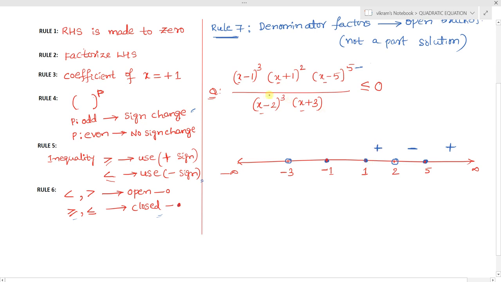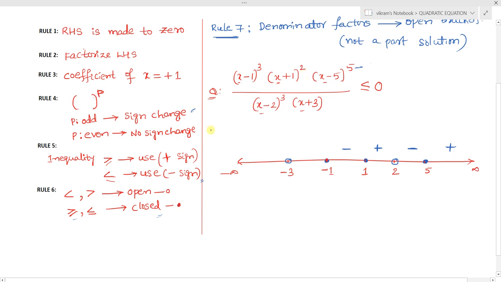Now x equals 1, which means the factor is x minus 1. The power of x minus 1 is also odd, so again we need to change the sign. Now x plus 1, the next root is x equals -1. x plus 1 has the power 2, that means an even power.